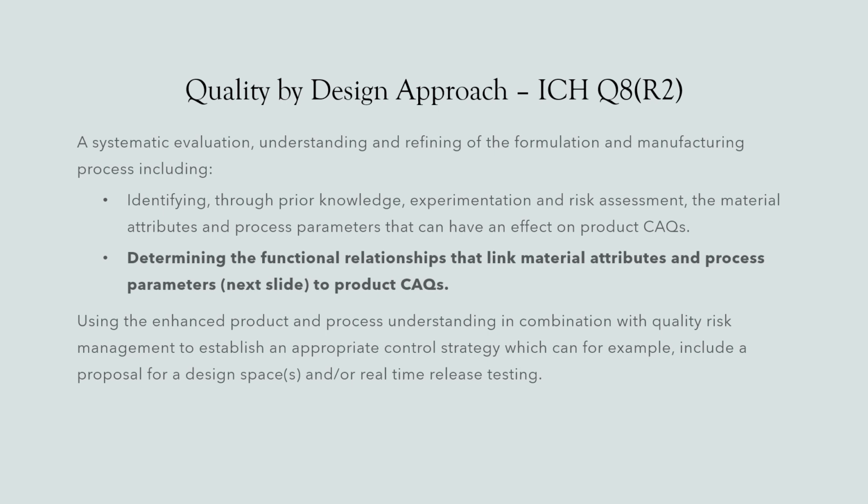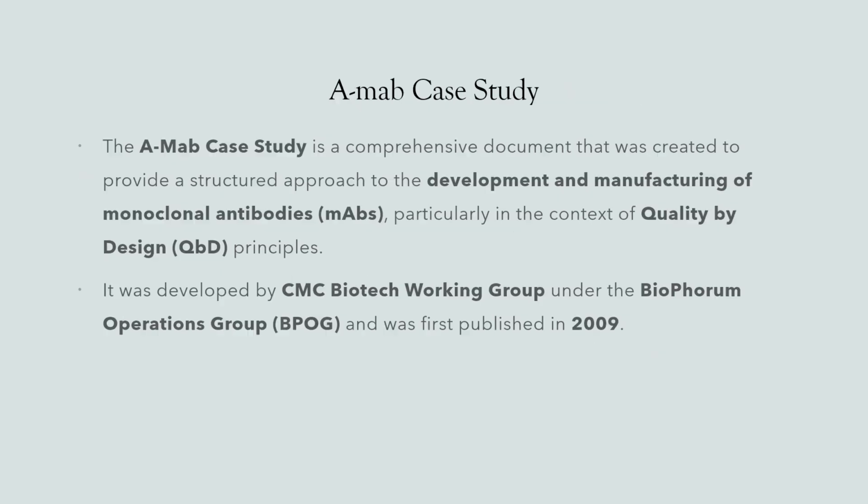Again, I don't want to repeat what I've already said, but the most important point I wanted to stress here is the importance of developing or determining that functional relationship that links your material attributes and your process parameters to your critical quality attributes. Really, it's about determining what that functional relationship is.